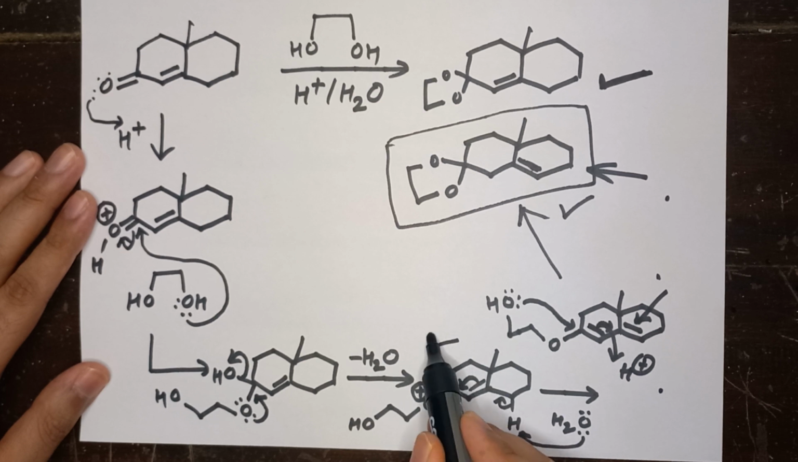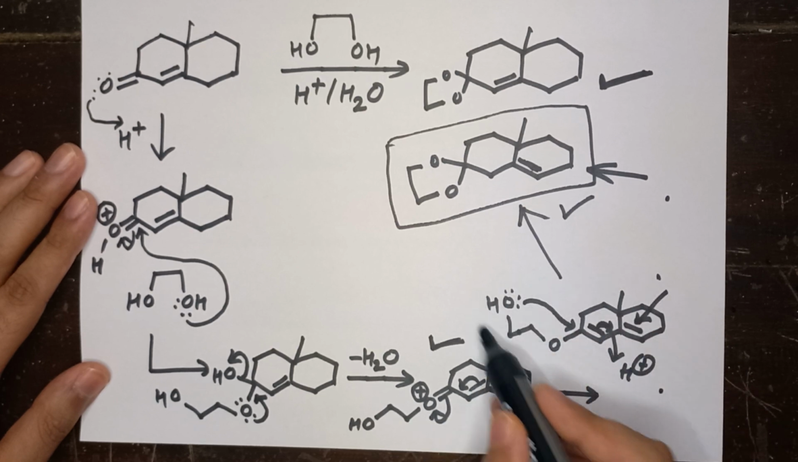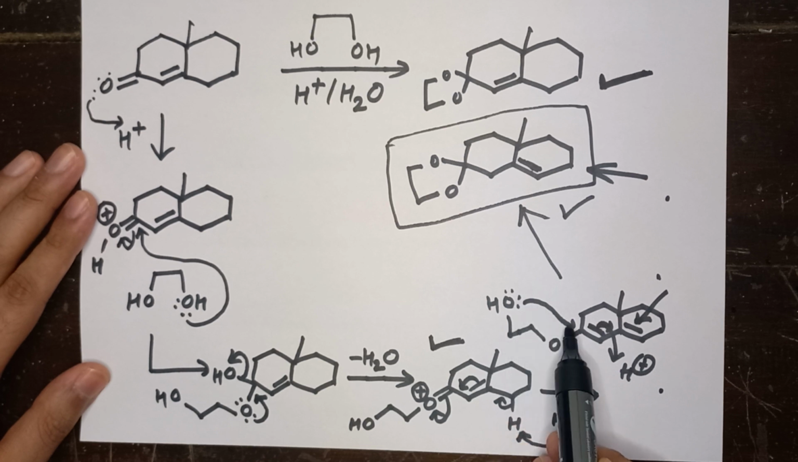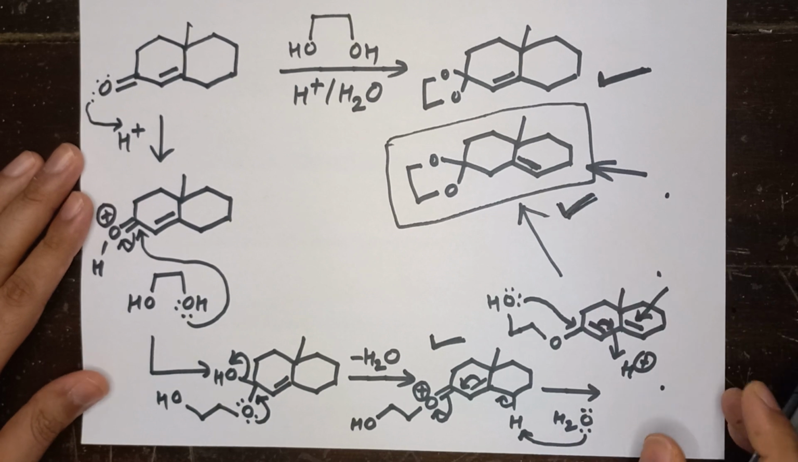So this is the main key step. Water grabs this proton, forms a double bond, this double bond shifts here, neutralizing the oxygen, and you get this particular intermediate. And at the last step, this oxygen lone pair attacks and this double bond takes away H plus, and this is how you get the final product.